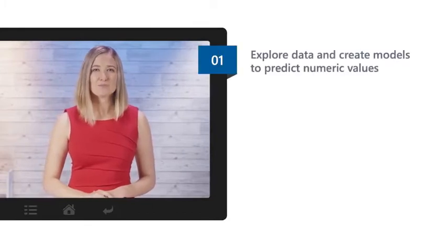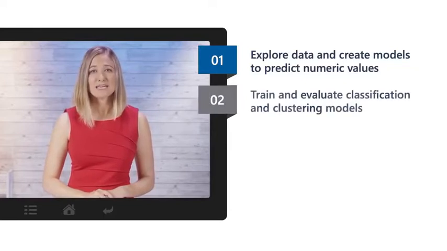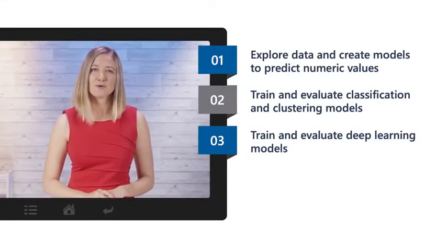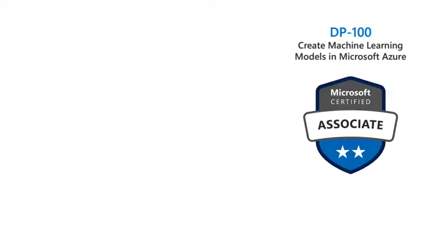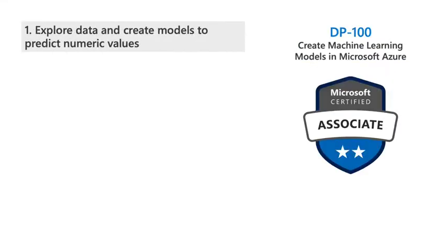This course is comprised of the following modules: Explore data and create models to predict numeric values, Train and evaluate classification and clustering models, and Train and evaluate deep learning models. Let's start with the first module, Explore data and create models to predict numeric values. Data exploration and analysis is at the core of data science. Data scientists require skills and languages like Python to explore, visualize, and manipulate data.